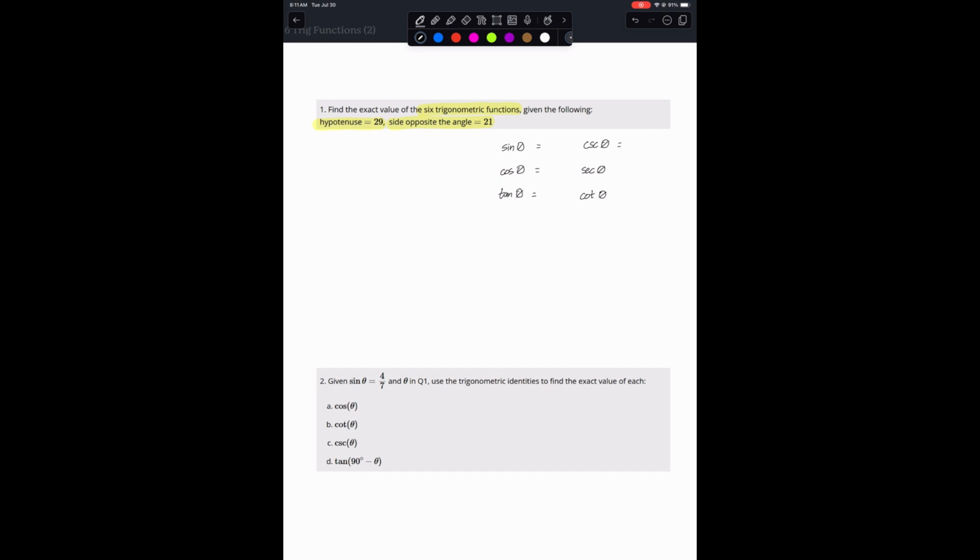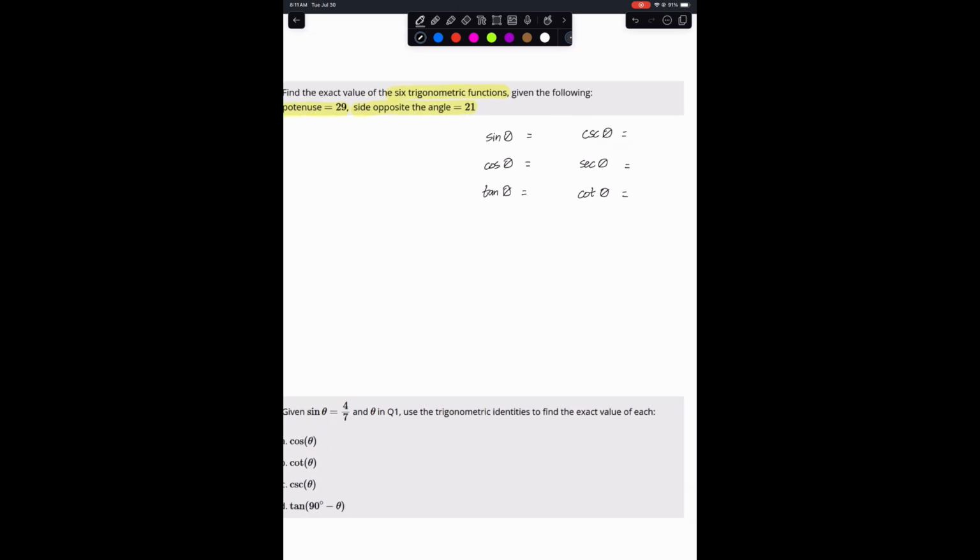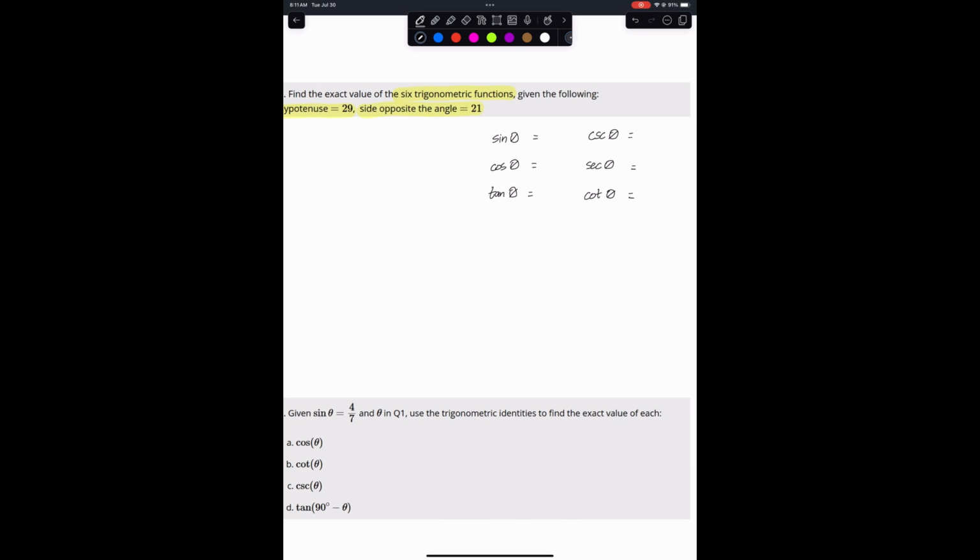Please note that secant, cosecant, and cotangent are not your inverse functions. Your inverse functions would be arcsine, arccosine, arctangent, and they give you the angle theta if you put in the value. But these reciprocal functions, as I call them, they still give you a value given an angle. It's just you switch the numerator and denominator as if you were doing the original, so sine, cosine, or tangent.